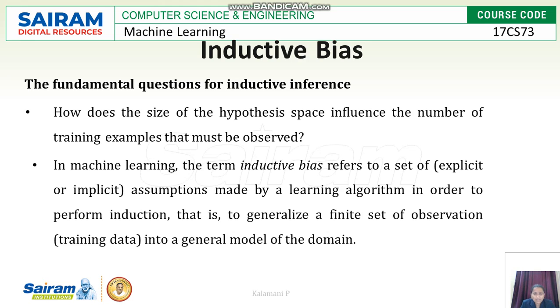In machine learning, the term inductive bias refers to a set of assumptions made by the learning algorithm in order to perform induction, that is, to generalize a finite set of observations into a general model of the domain. Using that inductive bias only, we finally want to make a general model for the domain from the training data. That is the main thing. This set of assumptions can be made either implicitly or explicitly.